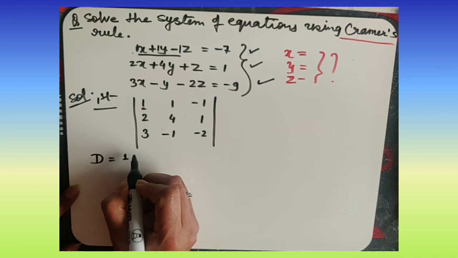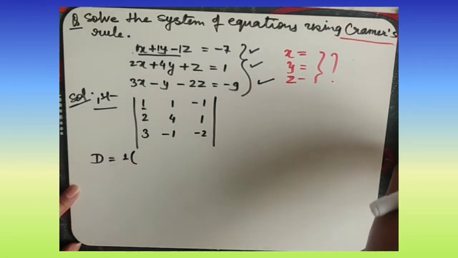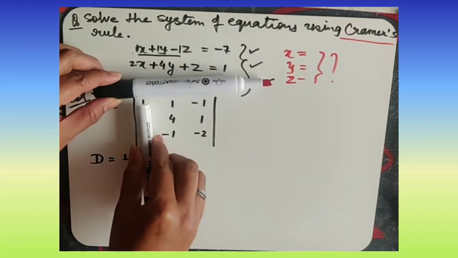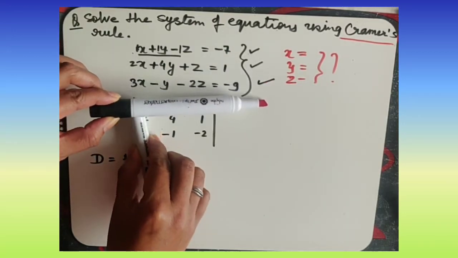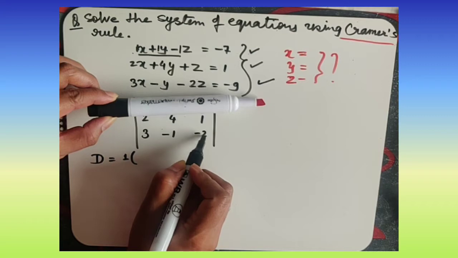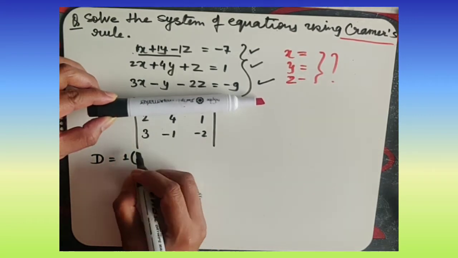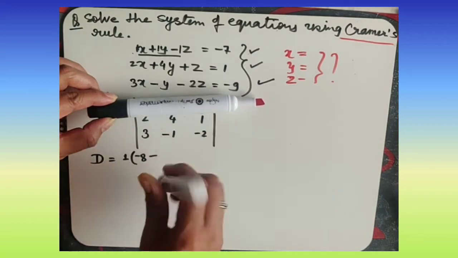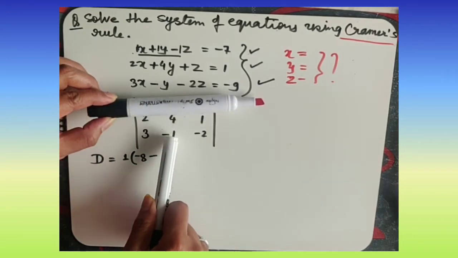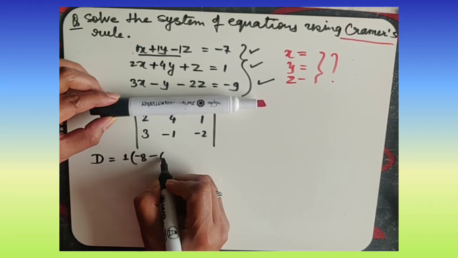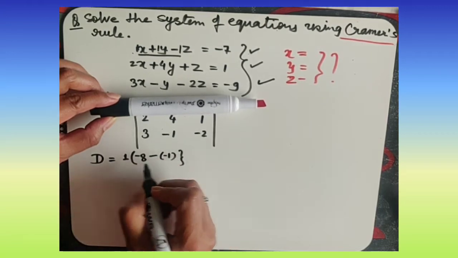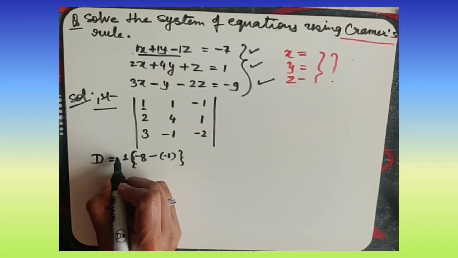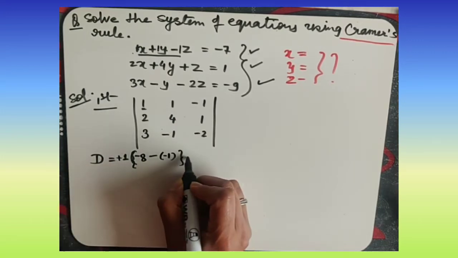So 1, and then put the bracket on and forget about this first row and this column, and the multiplication of 4 and -2 will be -8, and give a minus sign, then the multiplication of 1 and -1, that will be -1. So put the bracket on, then the rule says in the determinant this will be +1, then this will be minus.